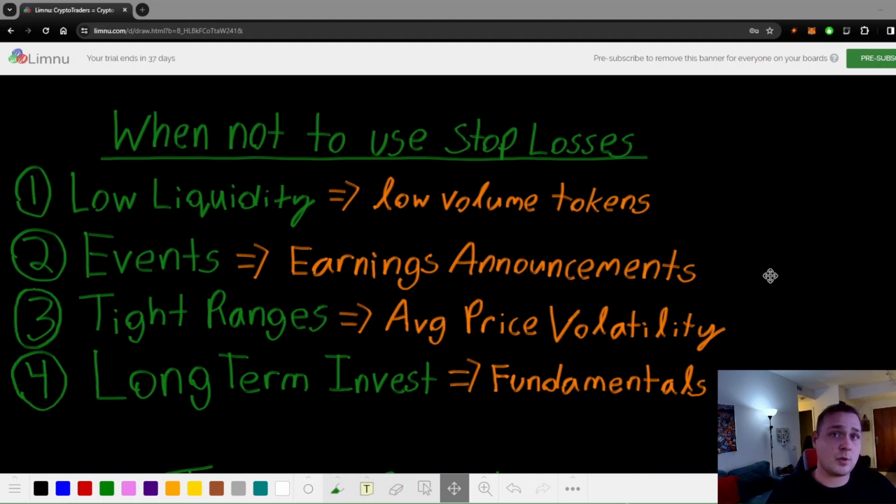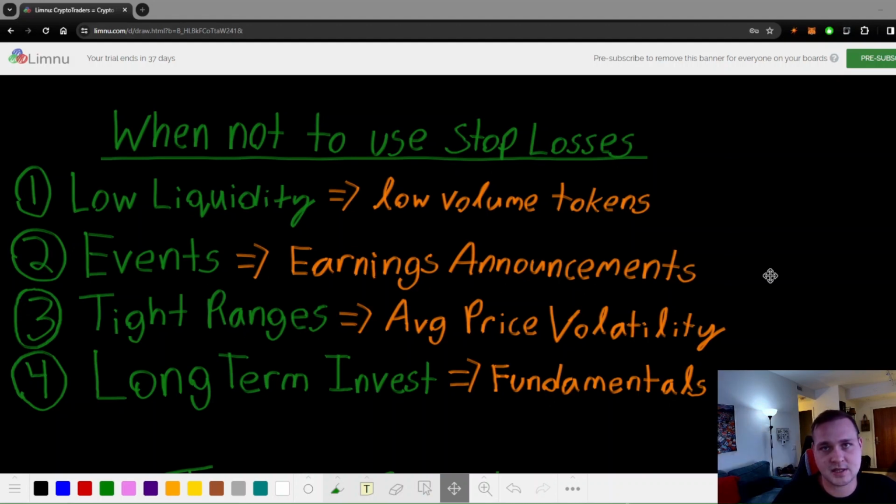Thirdly, you really want to account for tight ranges when you're setting stop loss, and the average price volatility. Say if a token does have higher volatility, maybe give yourself a little bit more liberty on that stop loss, just in case it does knife down just a little bit beneath that support, so you don't get whipsawed out there.